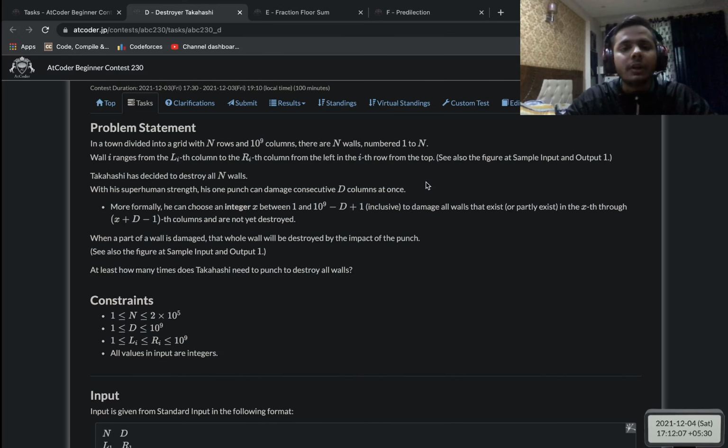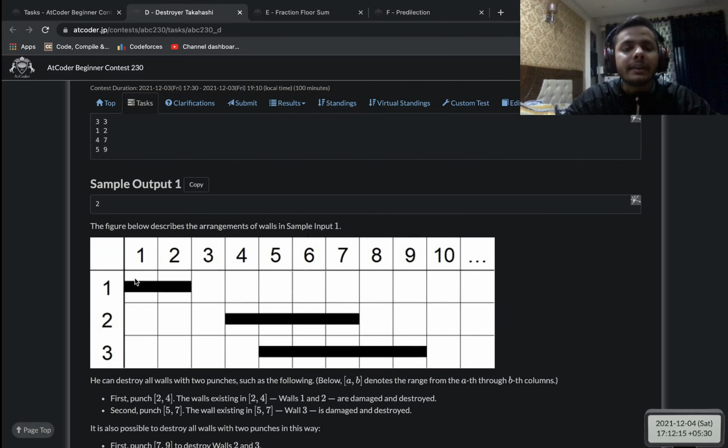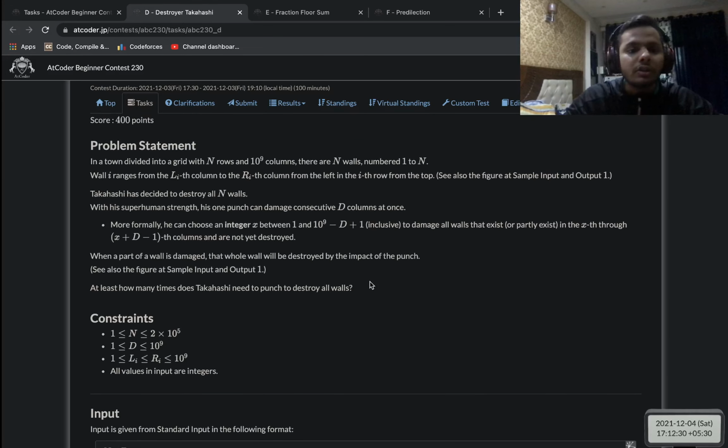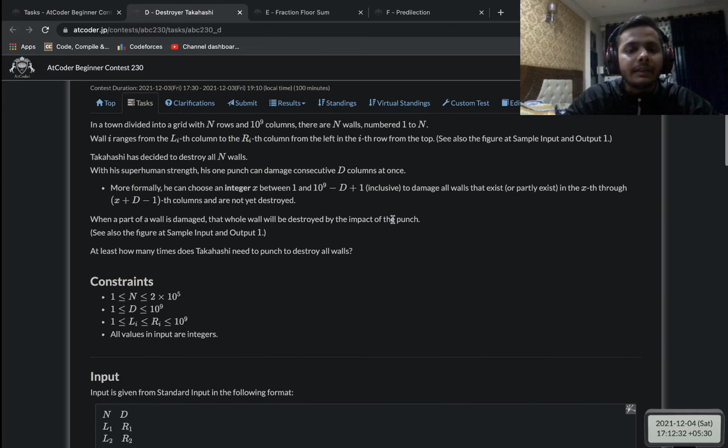So there is one wall in every row, and in the ith row the wall starts from the l_ith column and goes up till the r_ith column. And we can look at the figure for better clarity. As you can see here, there are 3 rows and there are 10 raised to power 9 columns, and the first wall lies in columns 1 to 2, the second lies in columns 4 to 7, and the third lies in columns 5 to 9. Okay, so this is the structure of the problem.